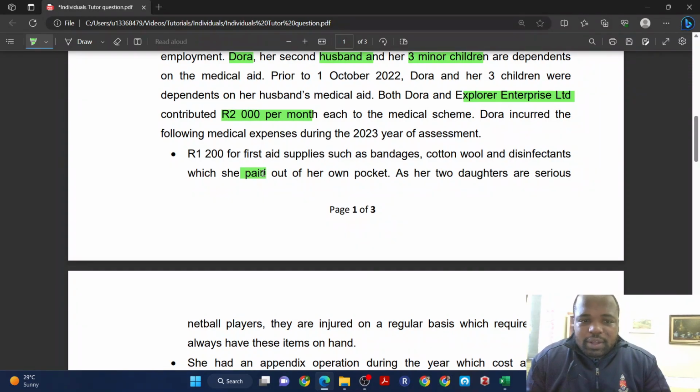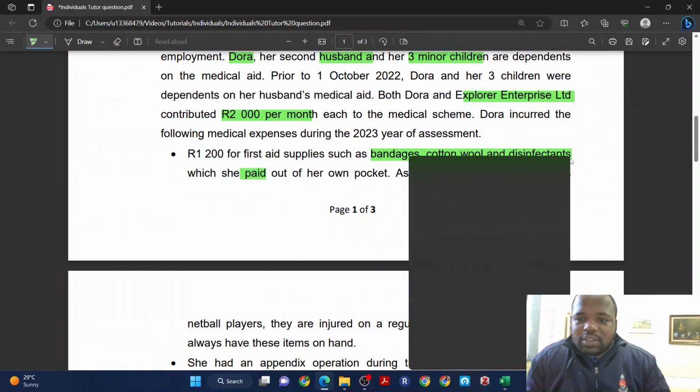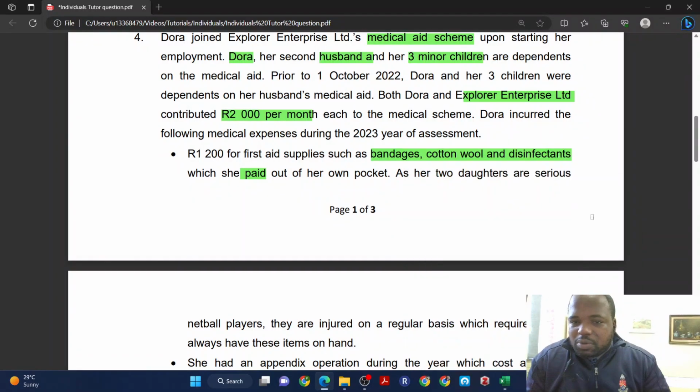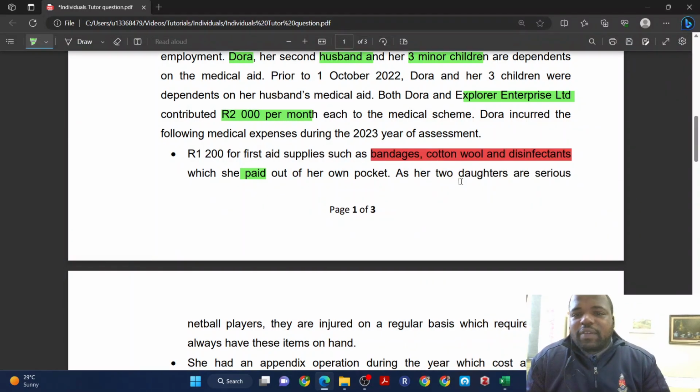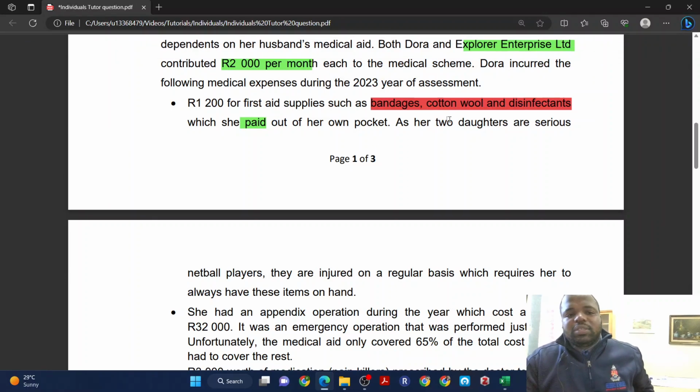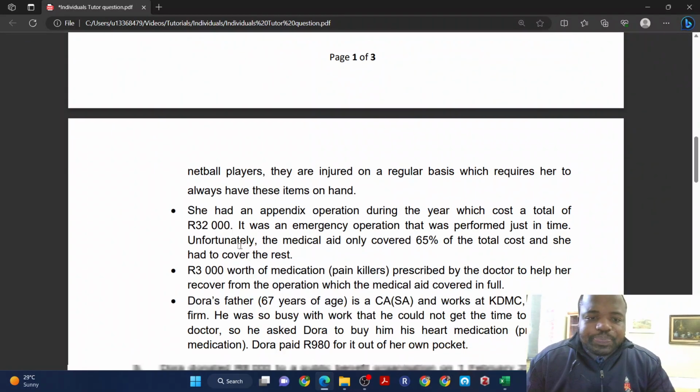So she paid, but the bandages, cotton wool, and disinfectants are not prescribed medication because you don't need a doctor's prescription to buy those. So therefore, this would not qualify. As her 2 daughters are serious netball players, they are injured on a regular basis, which requires her to always have these items on hand. So that's fine. She paid, but she paid for non-prescription items, so it's not qualifying medical expenditure.